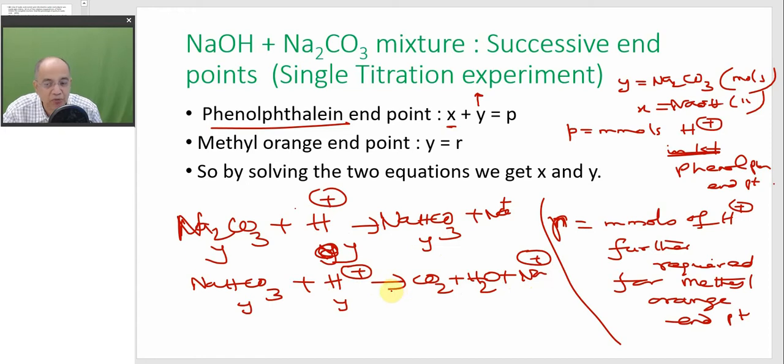Exactly the same. See the mole concept, mole ratio. This is 1:1, this is 1:1:1. This is also 1:1. So this is Y and this is Y. So the total number of moles will be 2Y moles to completely neutralize sodium carbonate. But that doesn't mean that 2Y is the number of moles of sodium carbonate. No, 2Y is the number of moles of hydrogen ion required for complete neutralization of sodium carbonate. But the number of moles of sodium carbonate is not 2Y, it is Y.